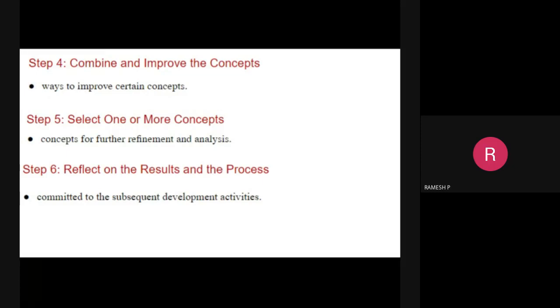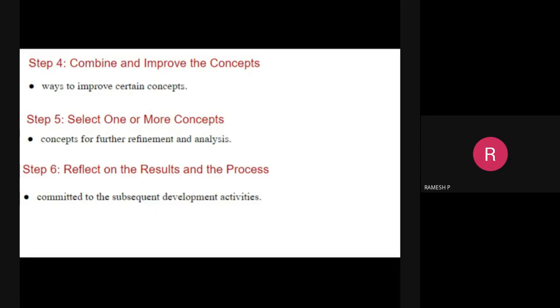Further refinement and analysis activity has to be made, because here the product development team members become very satisfied with their understanding of each concept and the quality of such concepts. So they decide which one to select based on many refinements, many analyses, and their previous experiences. Now the PD team, the product development team, will develop a clear sense of understanding and come out with the most promising concept. And the last stage, reflect on the results and the process.